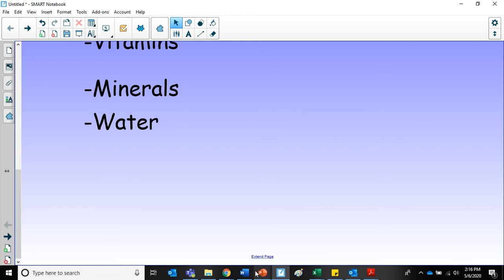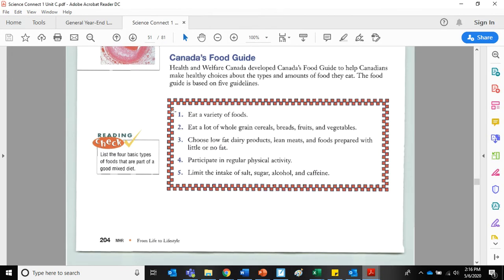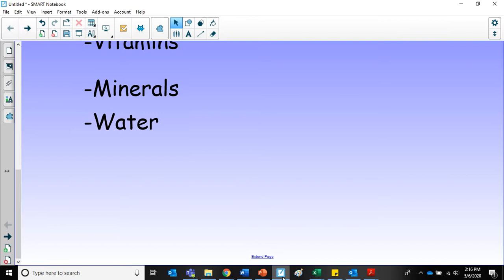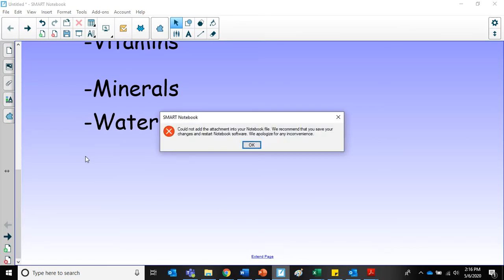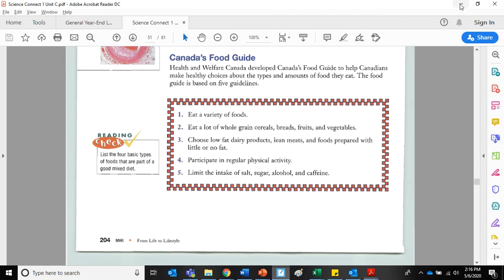I had them listed in my notes, but you can take those 5 points and make sure that you actually copy them down as well. I'll try one more time. Here's these 5 points about Canada's food guide. Capture that. Let's see if it'll work this time. No, but add them to your study sheet. Sometimes it's easier to handwrite. Like I said, we're having issues.